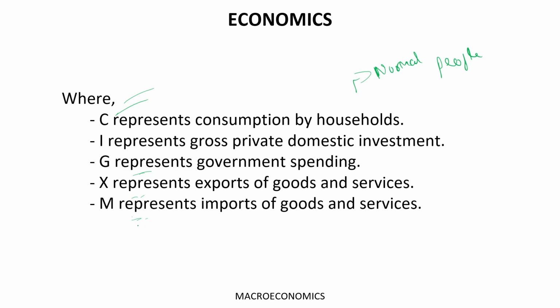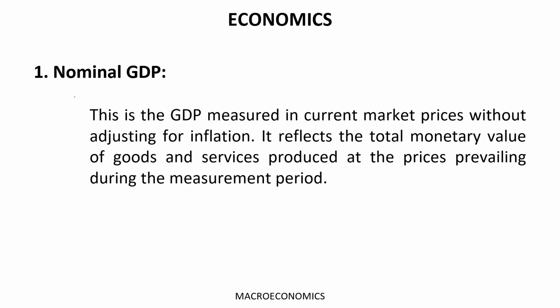Thereafter, now we have the types of GDP. Basically we have nominal GDP and real GDP. There are two types, nominal and real. So let's discuss them. First, we have the nominal GDP. It is measured in current market prices without adjusting for inflation, and reflects the total monetary value of goods and services produced at the prices prevailing during the measurement period.